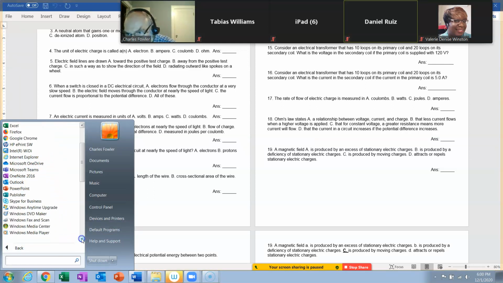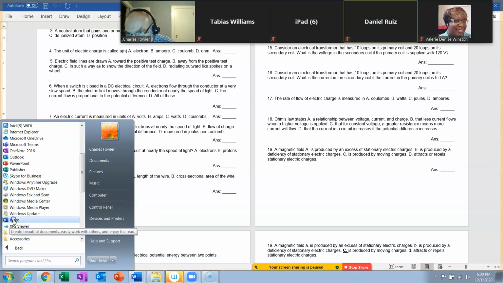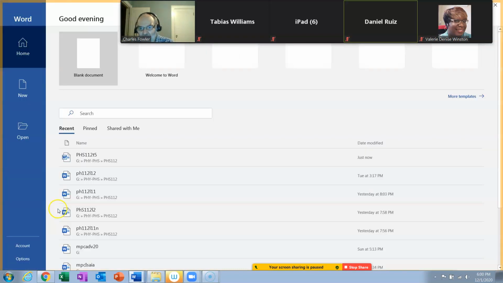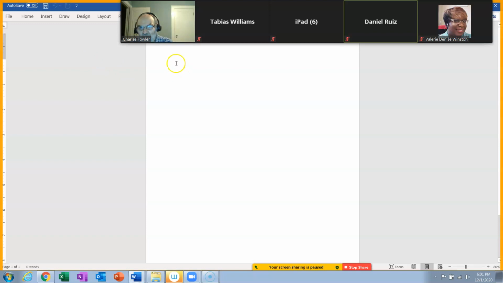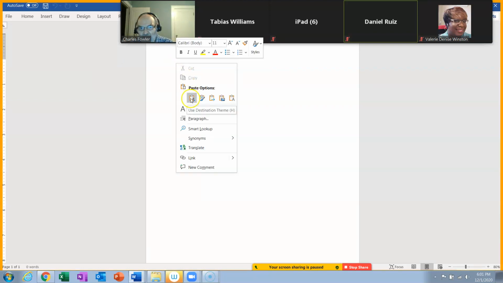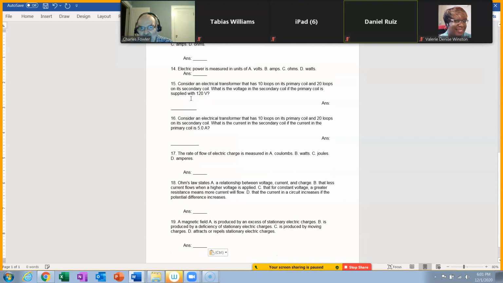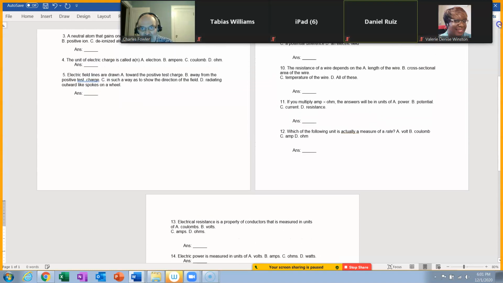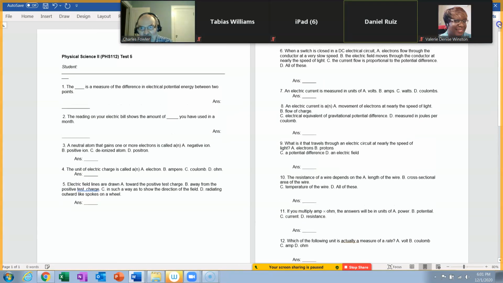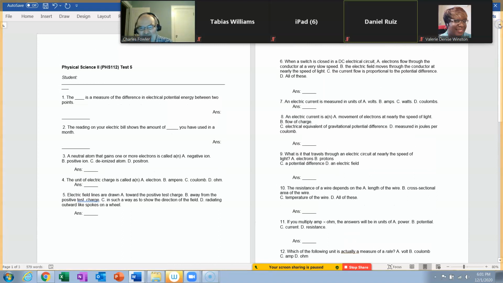This is such a pain in the neck. Microsoft, there's Word. Blank document. We'll do a paste. Okay. Sorry, y'all probably can't see any of this, can you? Alright, they really screwed it up. I hate Microsoft. It's just such a pain in the neck product.